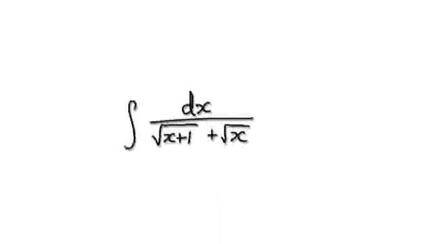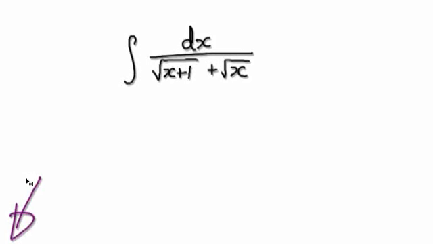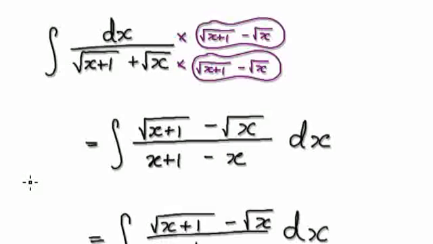Okay, let's give you guys some more practice. So somehow integrate this. Press pause and have a go. Okay, so to do this, this one's quite straightforward. You times top and bottom by the conjugate of this. So times top and bottom.